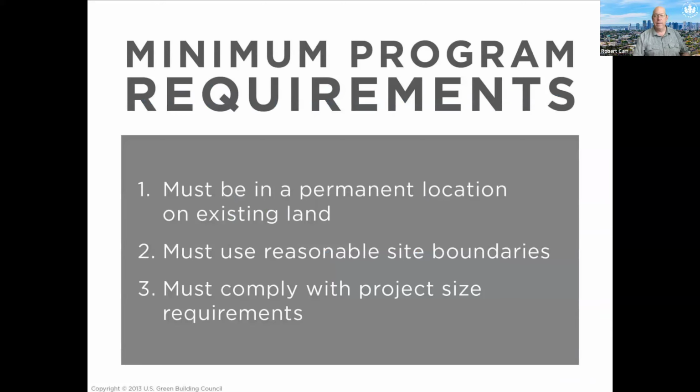Each project must meet minimum program requirements. It must be on an existing permanent location or existing land, meaning it can't be on wheels where you can move it around, and that is not going to work. It must use reasonable site boundaries, which basically means you can't eliminate or not consider a portion of your building that may not be helpful to the certification. You can exclude certain parts, but there are exceptions, and you have to meet those rules. And it must comply with project size requirements.